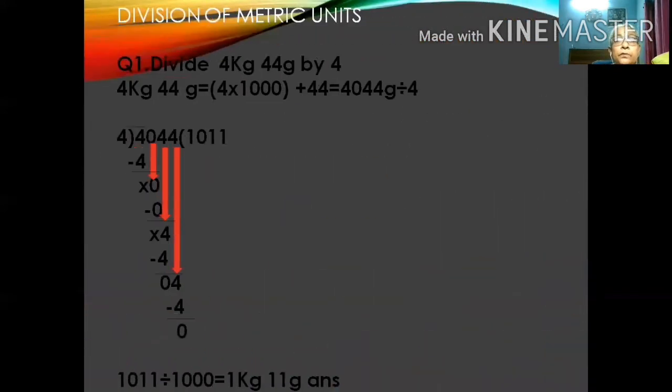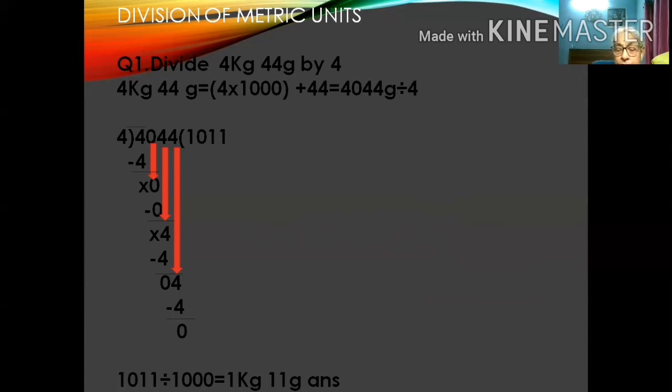Now the fourth form of the arithmetic art is division. Divide 4 kg 44 gram by 4. So we can't do it directly. We have to change this kilogram gram into one unit, that is the smaller unit. So 4 kg 44 gram is equal to 4 into 1000, because 1 kg is equal to 1000 gram. So 4 into 1000 plus 44. So it is 4044 gram, and that will be divided by 4.